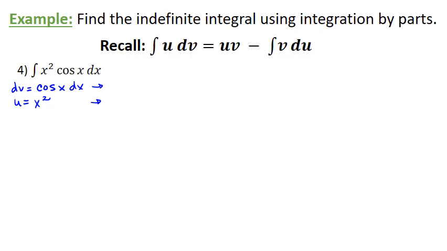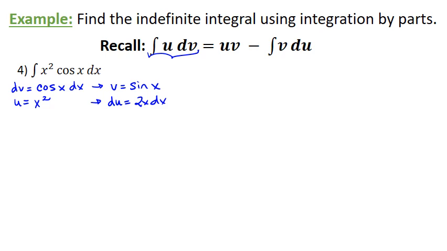If dv is cosine of x dx, then v is sine of x, because the derivative of sine of x is cosine of x. U is x squared, so that means du is 2x dx. So now we can apply this. This is already given to us. That's the original function. So this is equal to uv minus the rest.